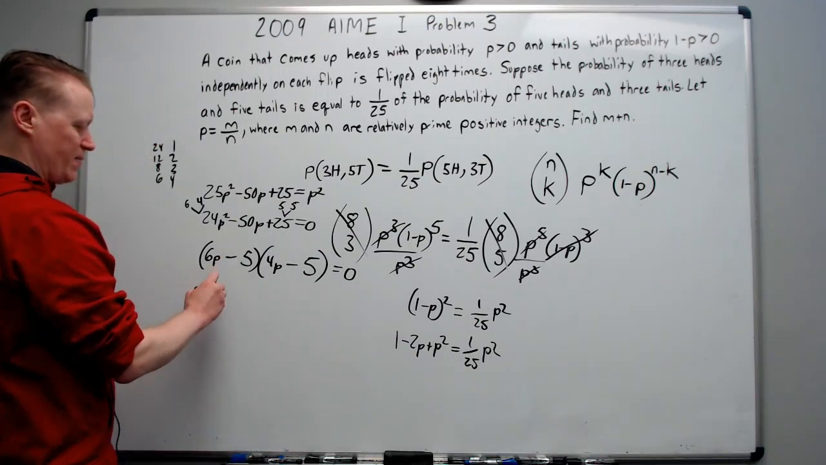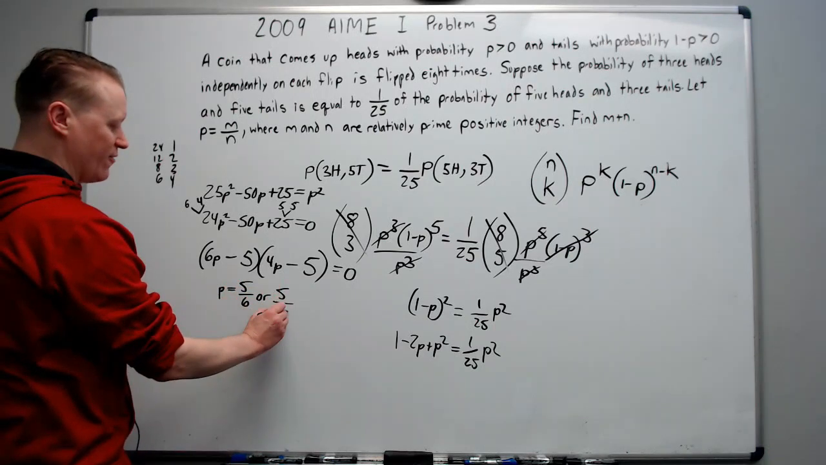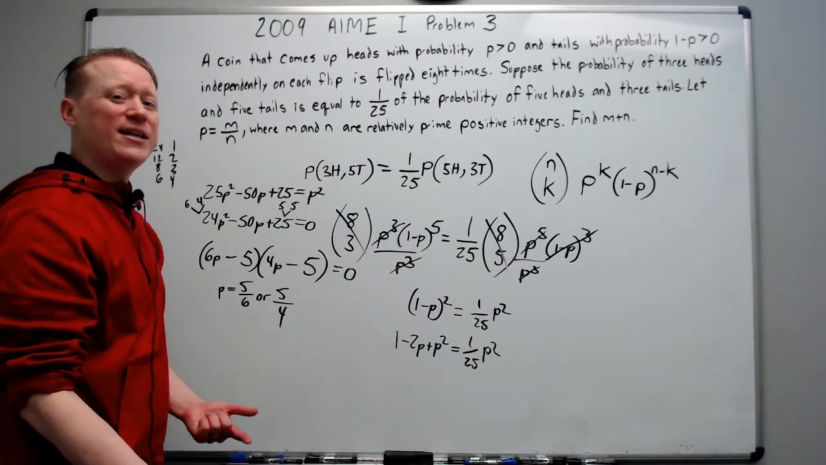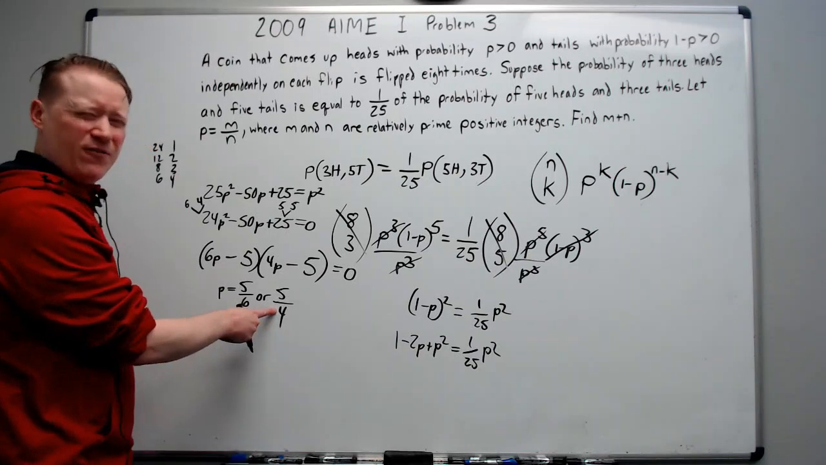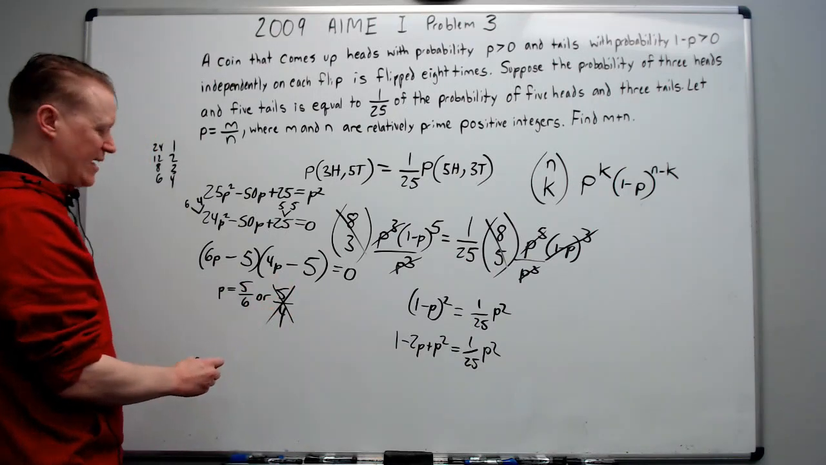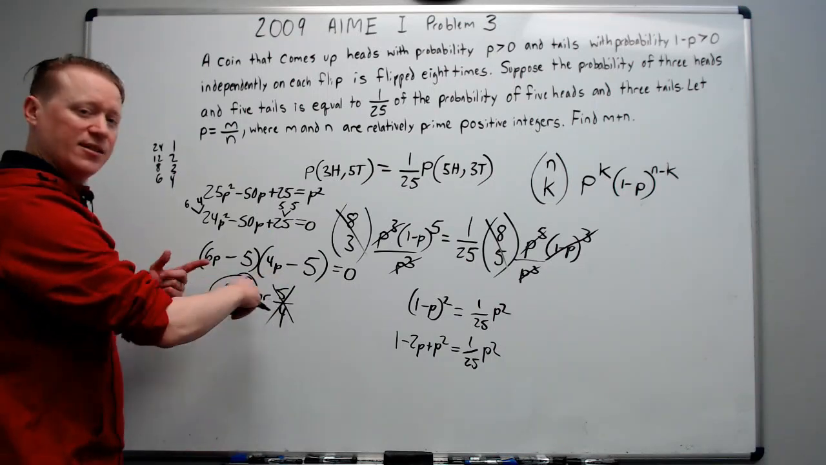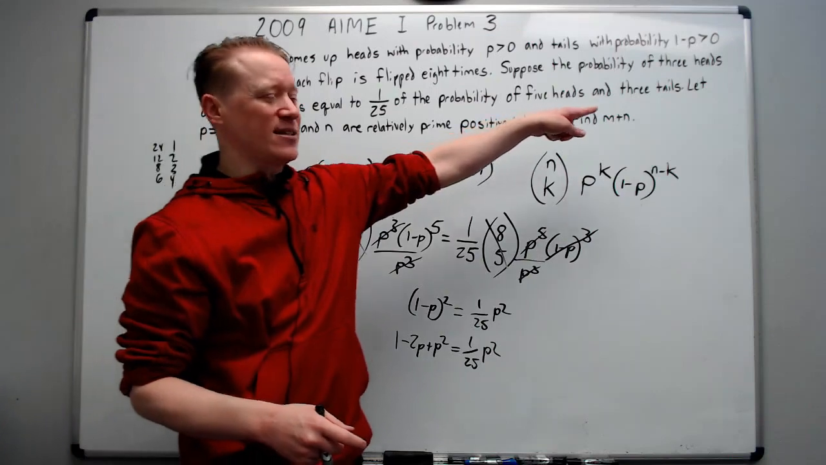So then, solve to get p equals 5/6 or 5/4. Now let's think about it. It's a probability. Probability ranges between 0 and 1 inclusive. Then it can't be 5/4. So that one's out. And the answer to our little problem here is p equals 5/6. Now we come and look at the last sentence.